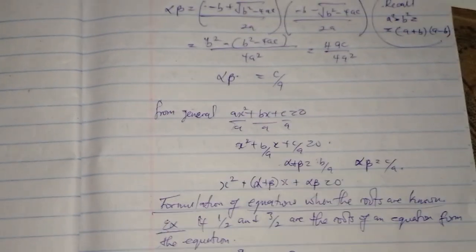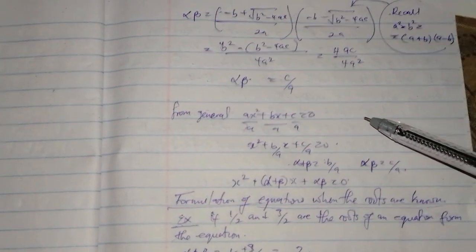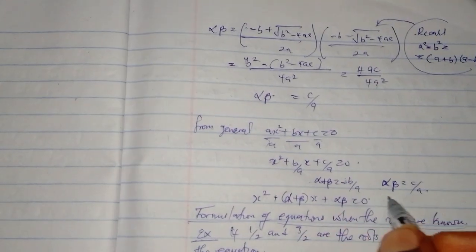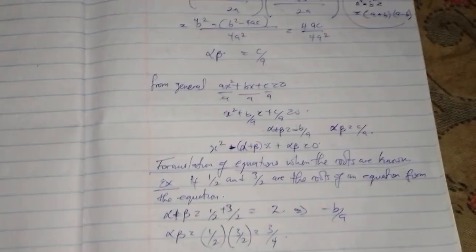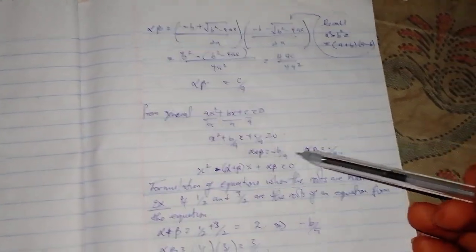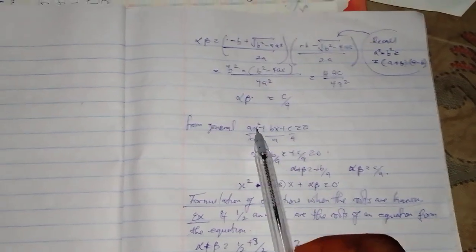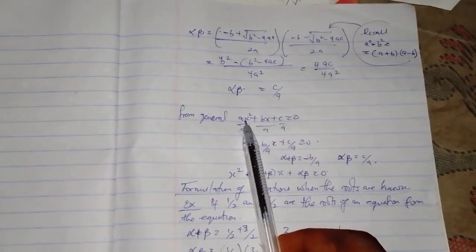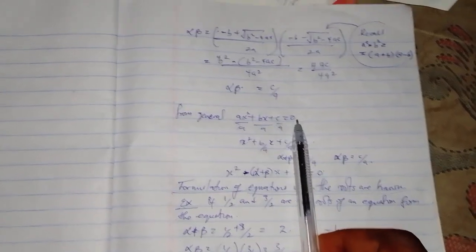All right, in general now we know that alpha plus beta is minus b over a, and alpha beta is c over a. So now you see that we have gotten it from this general formula: ax squared plus bx plus c equals 0. If I divide through by a, I have this.